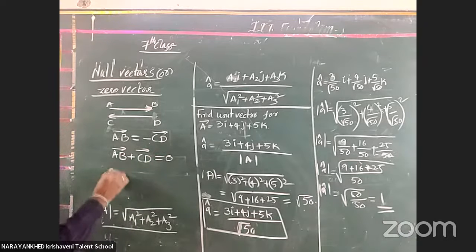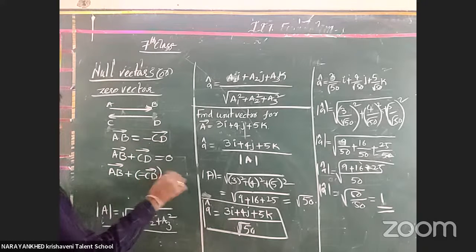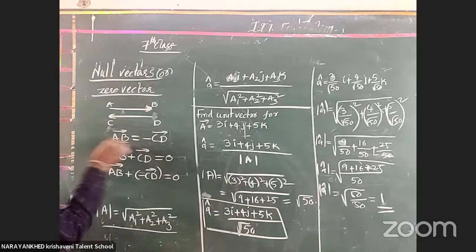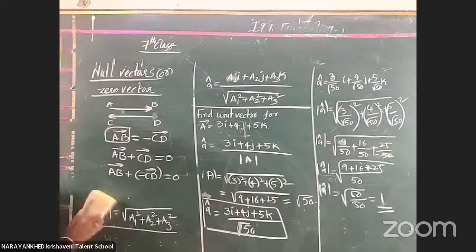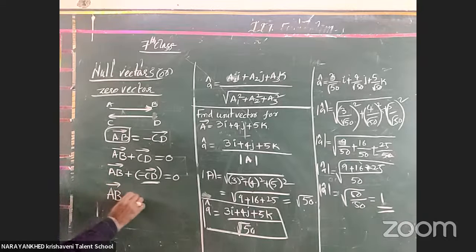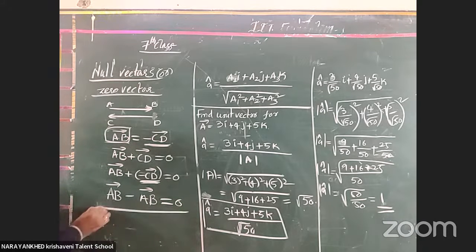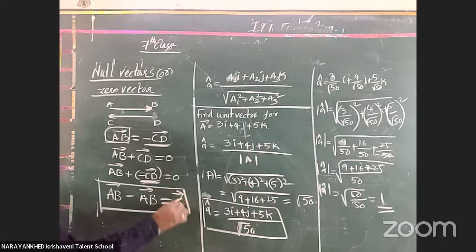Zero. Why? Because AB bar plus minus CD bar. What we have written is minus CD bar is equal to AB bar. So AB bar is equal to minus CD bar, and it becomes AB bar minus AB bar only, because CD bar is equal to AB bar. Then it is equal to 0. Got it? This is called a null vector, 0 bar. But there is no magnitude.